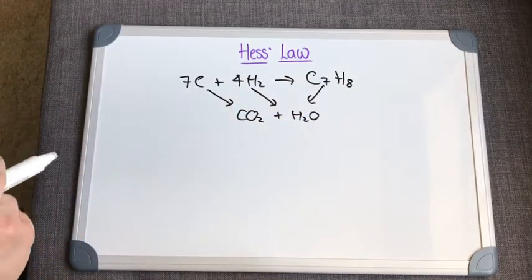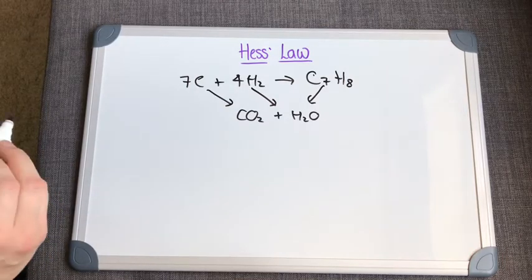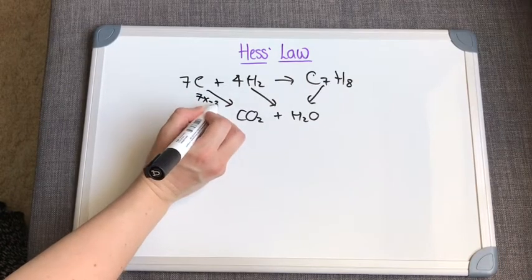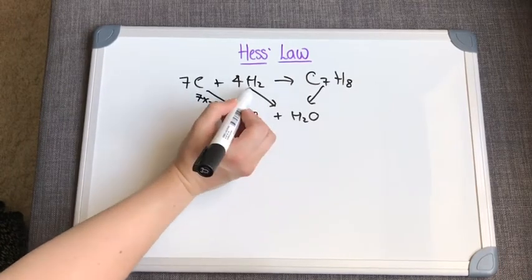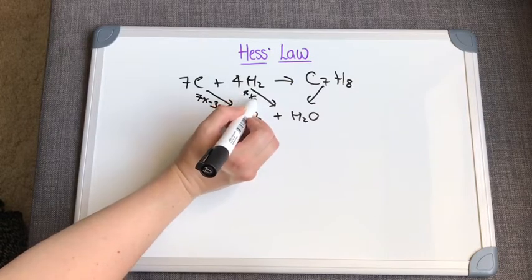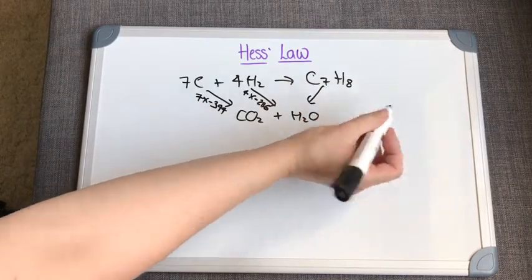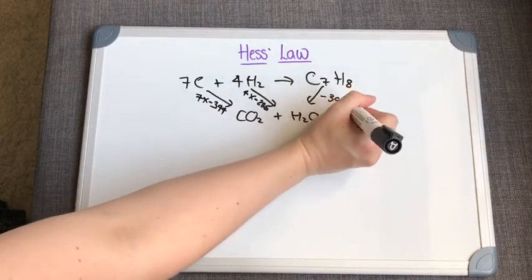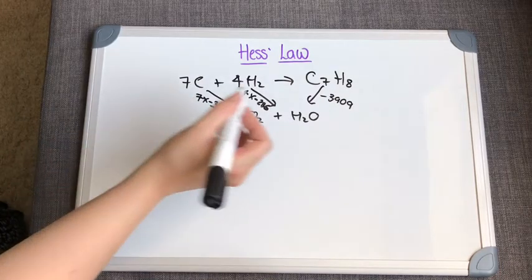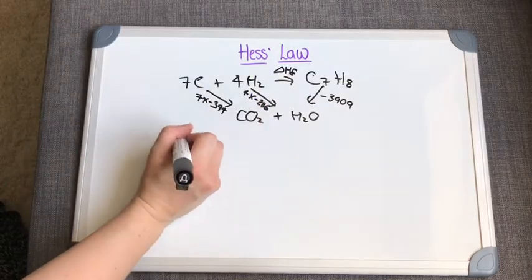Now what I need to do is add in my values from the table. The value for the combustion of carbon from the table is minus 394, but I have 7 moles of carbon. So 7 times minus 394. Hydrogen's value from the table is minus 286, but I have 4 moles of it, so 4 lots of 286. And the methylbenzene I've just got 1 mole of, and the enthalpy change of combustion of that is 3,909. So I'm trying to find this value here, delta HF.